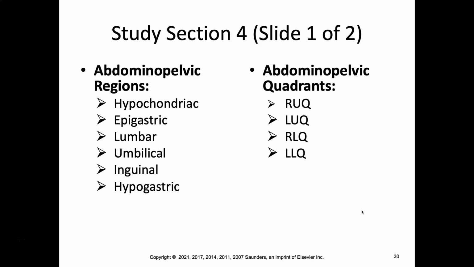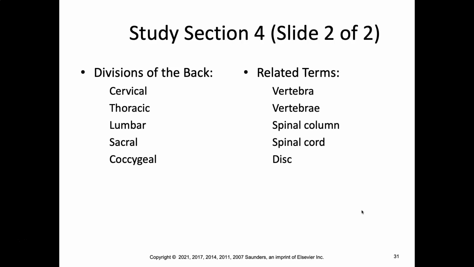So we studied the abdominal pelvic regions. You had your hypochondriacs left and right, and in the middle was your epigastric. Then you had your left and right lumbars with your umbilical in the center, then your left and right inguinals with your hypogastric in the center. Your abdominal pelvic quadrants, right upper, right lower, left lower. And then the divisions of the back: cervical, thoracic, lumbar, sacral, coccygeal. Cervical 7, thoracic 12, lumbar 5, sacral usually S1, but it can be S1 through S5. Coccygeal is usually just your coccyx bone, but technically it has 4 bones in it.